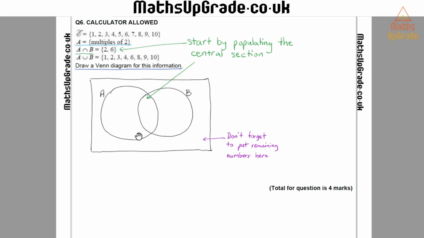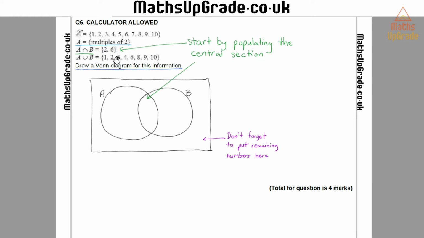Okay, so always start by populating the central section. So this is a section here. So this would be what's in A and B. So A intersect B here is 2, 6. So I'd put 2 and 6 in that section there. And then A are all the multiples of 2 between 1 and 10. All the multiples of 2, so that's going to be 4, 8 and 10. And B, well, you can see here what's left for B.